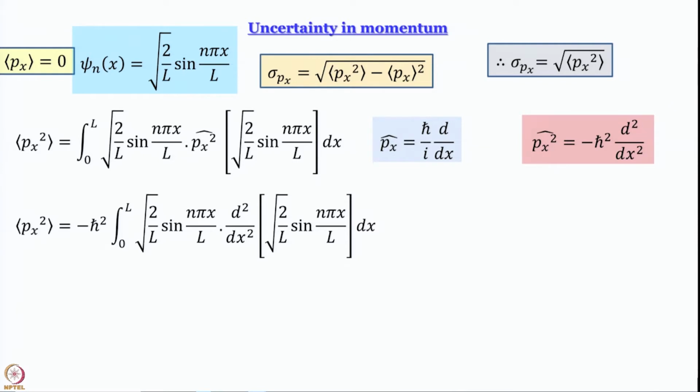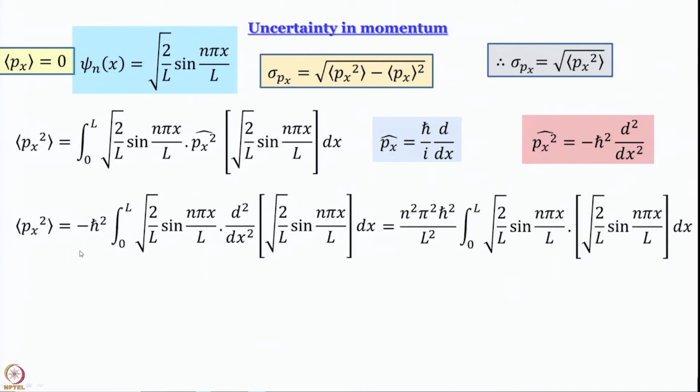Now, the good thing is here we have a sine function. So, what happens when I take the second derivative of sine? I get back the same sine function. The only thing here is that you have to take care of n pi by L. For every differentiation, this n pi by L will come and we can take it outside the bracket. So, this is what we get: n square pi square h cross square divided by L square, integral 0 to L root over 2 by L sin n pi x by L multiplied by root over 2 by L sin n pi x by L dx.